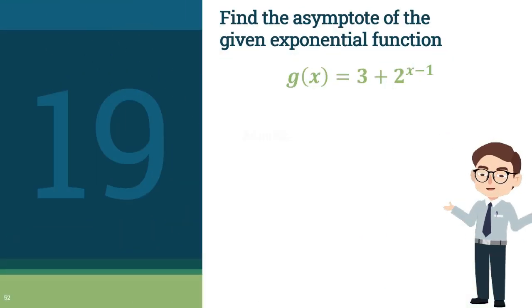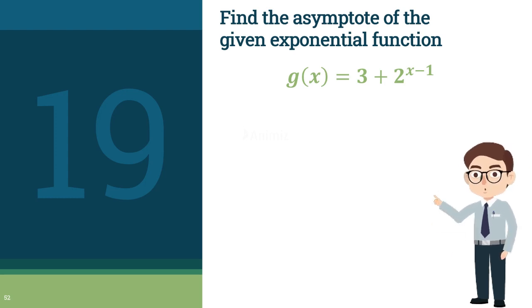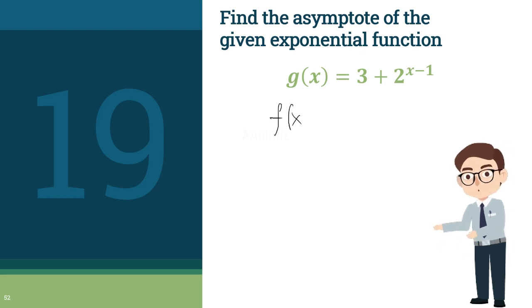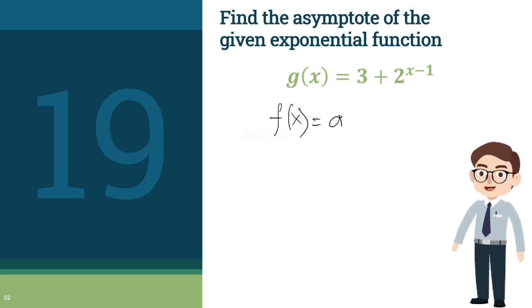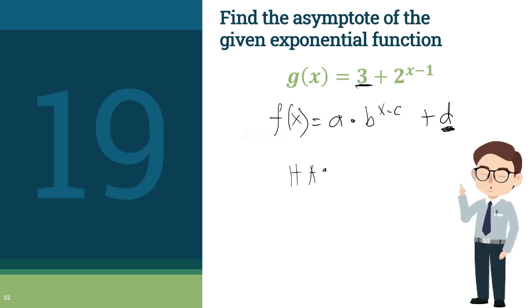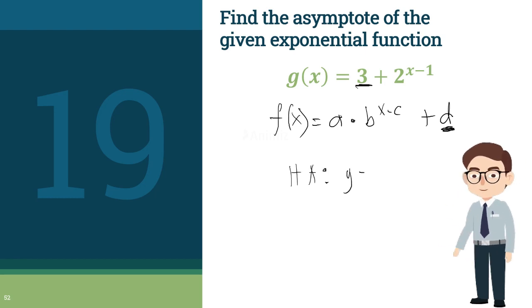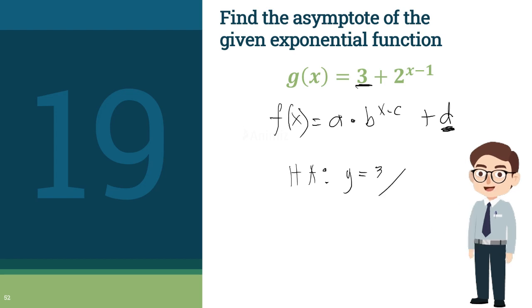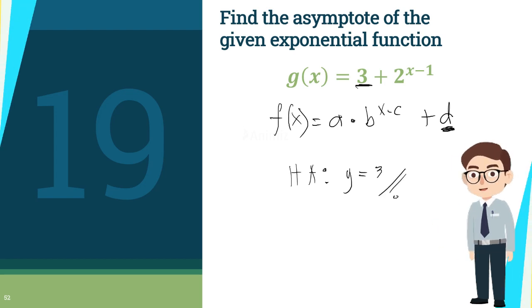Find the asymptote of the given exponential function g of x is equal to 3 plus 2 raised to x minus 1. Since our function is in the form of f of x is equal to a multiplied to b raised to x minus c, plus d, and d is equal to 3, our horizontal asymptote is y is equal to positive 3. And that is our final answer.